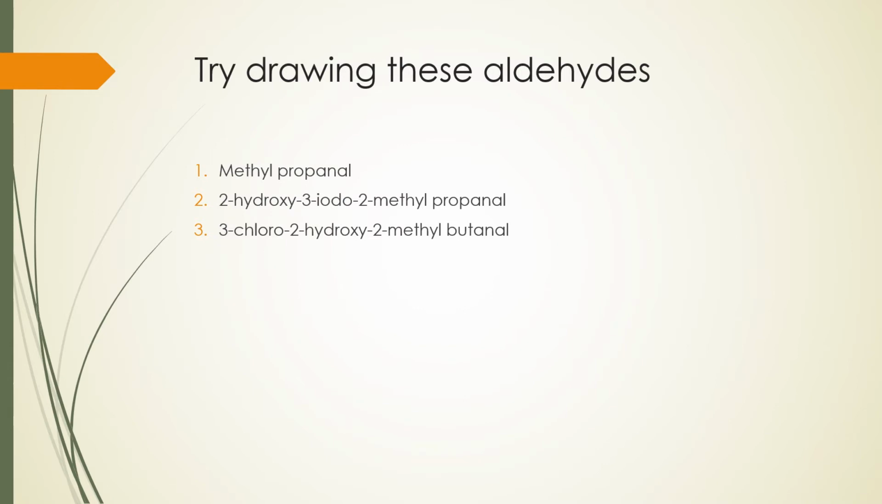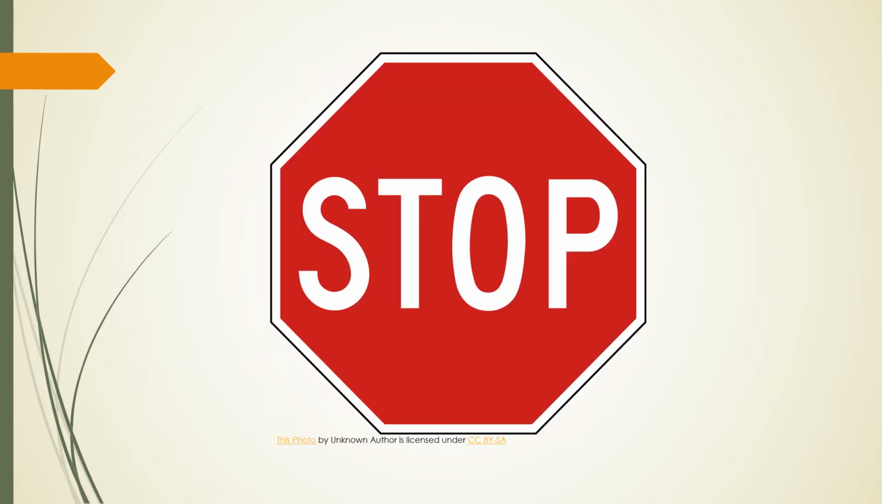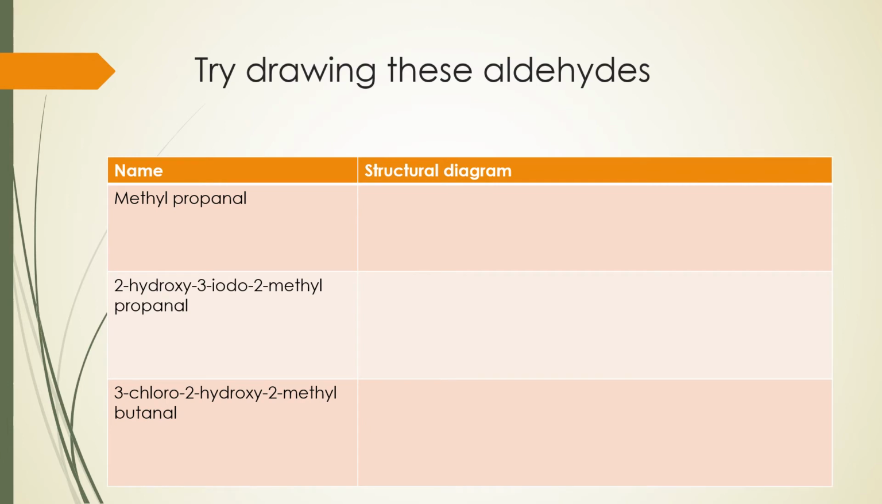I would like you to try to draw the following aldehydes. So stop the video. So 3-methyl propanal, it's propanal. Put the CHO group on. Then put a methyl group on. And now put the appropriate number of hydrogens, so each carbon has 4 bonds.